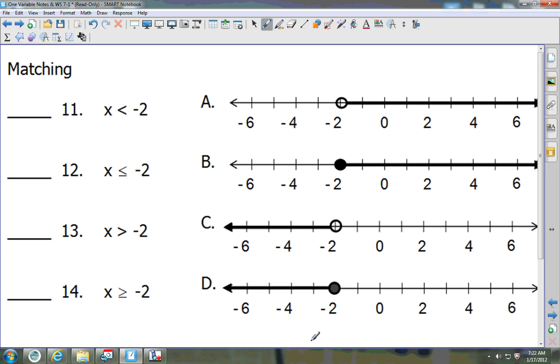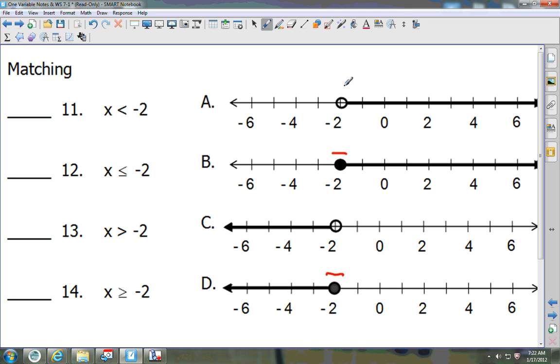Here's the next one. Take a minute, pause the video, and see if you can match them up correctly. First thing I will look at is they all have x's. They all have -2's. Well, what's the difference in these? The way they're shading and the colored in circles. I know that the ones that have a colored in circle are going to have an equal to bar on them. Okay?